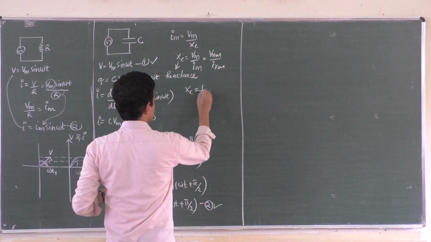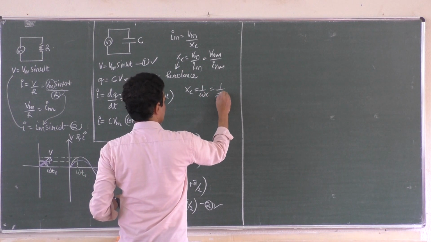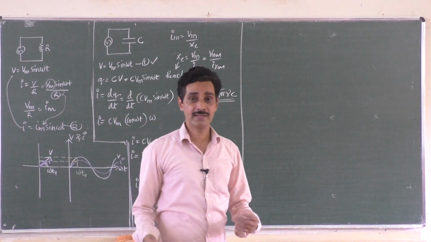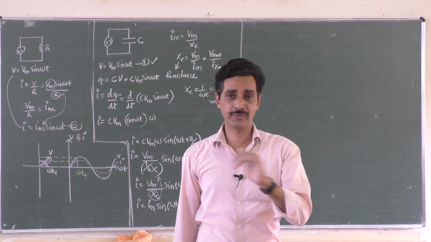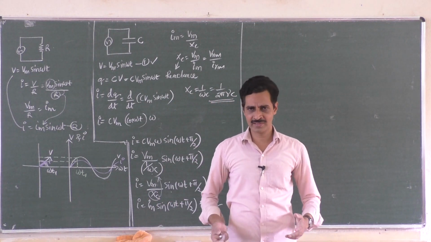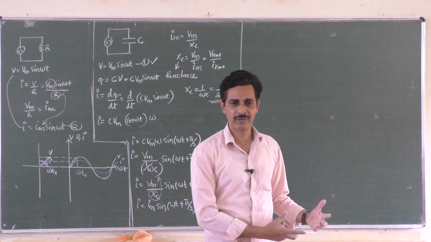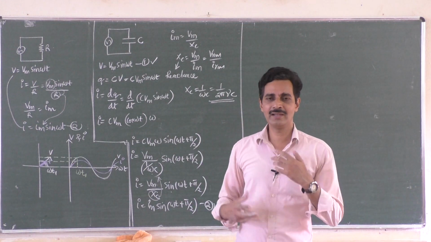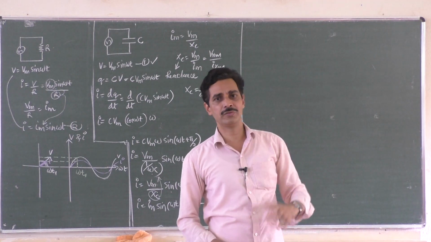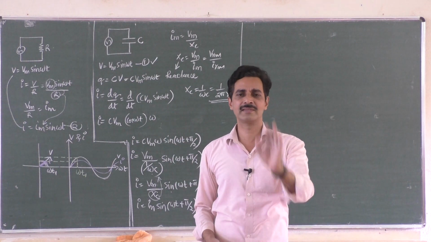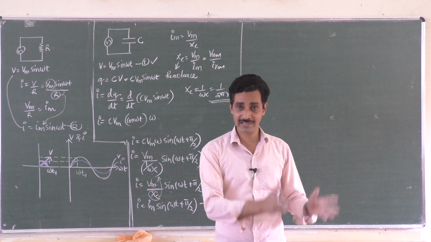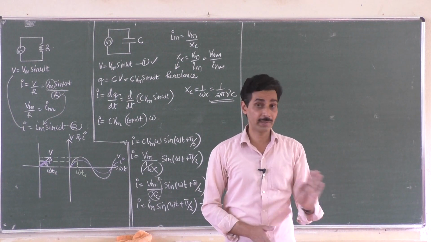1 by omega c. So reactance of a capacitor is a frequency dependent factor. Resistance of a resistor, resistance of a metal is not a frequency dependent factor. It is independent of frequency. Wherever you connect a 100 ohm resistor, whether you connect it to a 0 frequency DC source, whether you connect it to a 50 hertz AC source, whether you connect it to a 100 volt peak to peak value AC source, wherever it is, its resistance is 100 ohm. Because resistance of a resistor depends only on its dimensions, its material, temperature, that's all. It doesn't depend on the source.